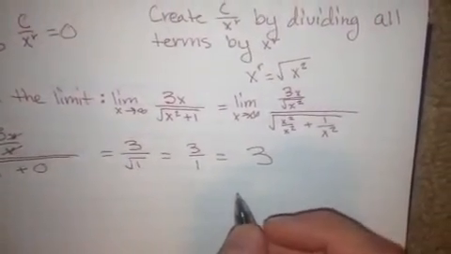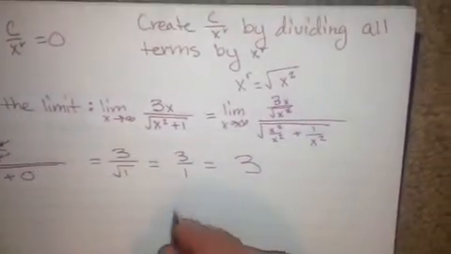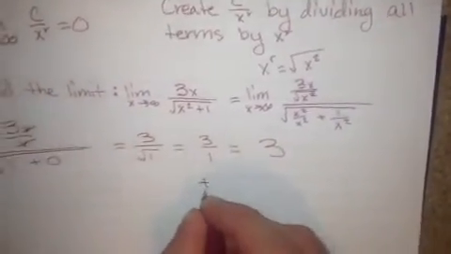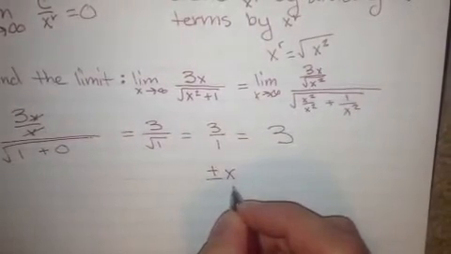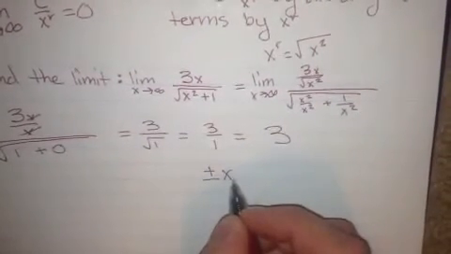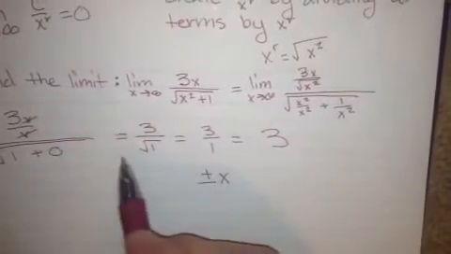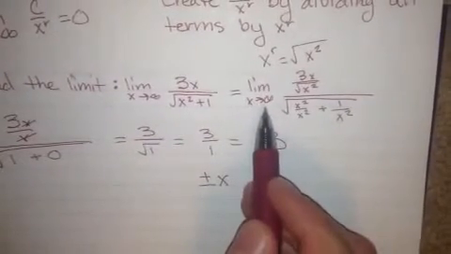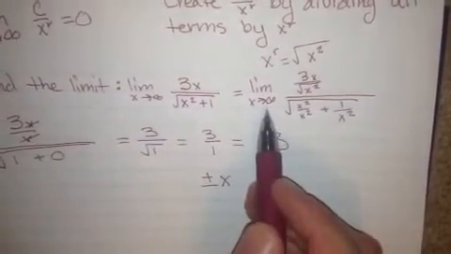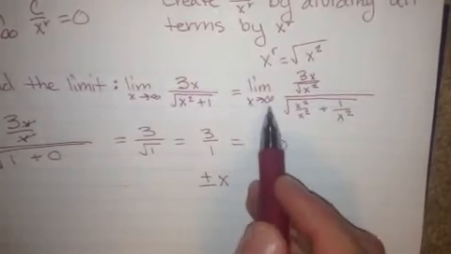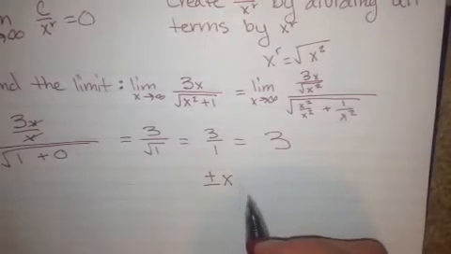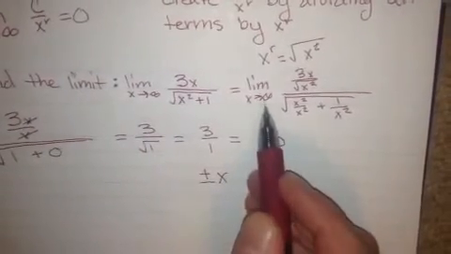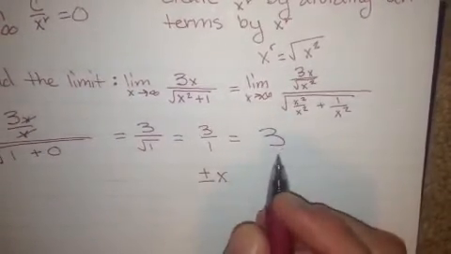Now because we're dealing with a squared x, our answer could possibly be plus or minus x. But we are only dealing with the positive x because our limit is going to positive infinity. Now if our limit was going to negative infinity, we would have to take the negative side of x, which would give us a different result. But because we are going to positive infinity, we are only dealing with the positive answer.